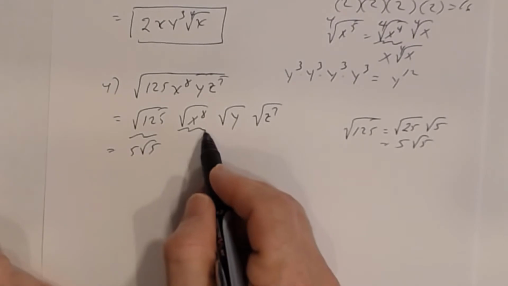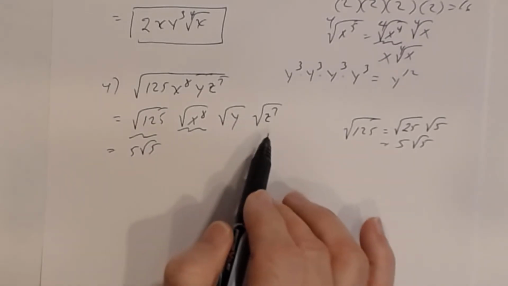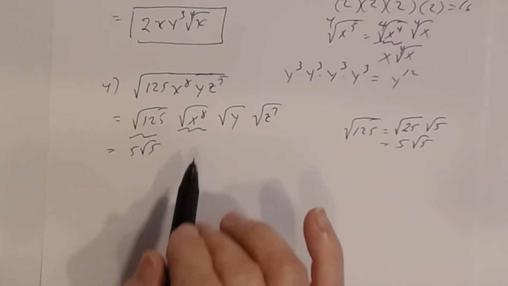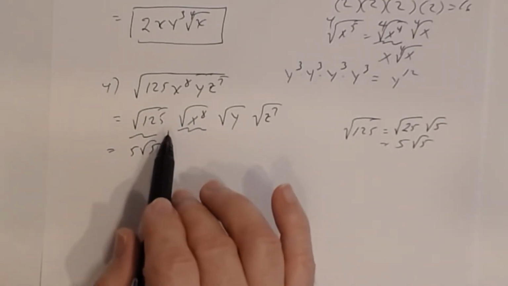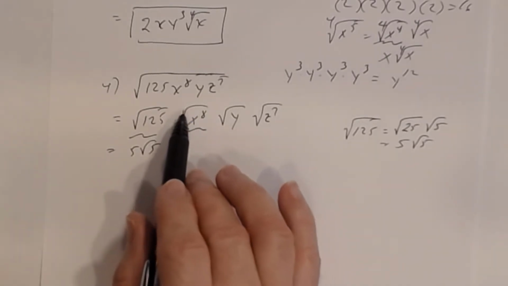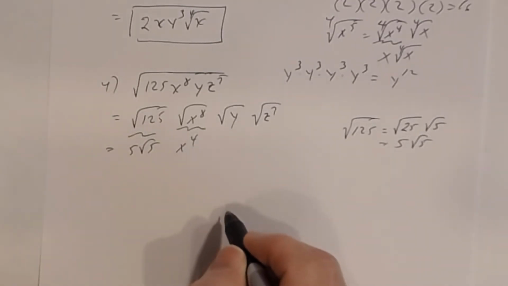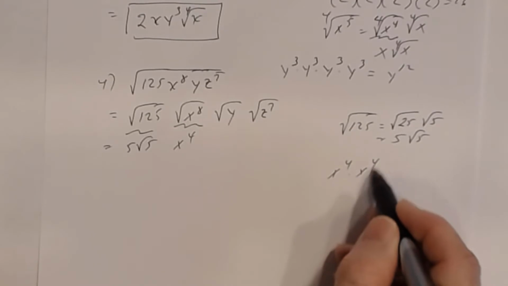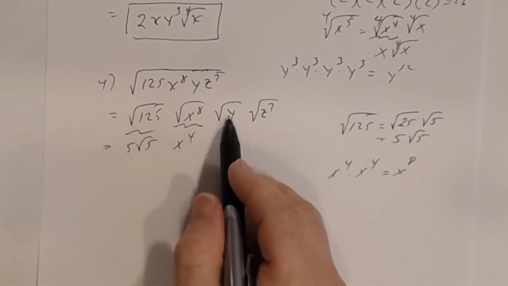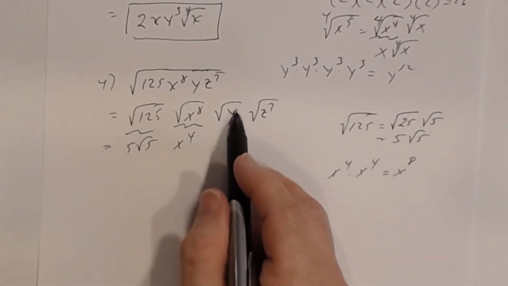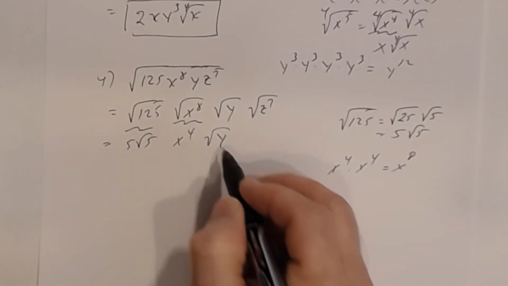Now let's look at this one. Can I simplify the square root of x to the 8th? The reason why I'm writing it like this is so I can ask myself, can I simplify each of these? The answer is yes, because 8 is greater than or equal to 2. The index is 2. But this is a nice one because 8 is divisible by 2. 8 divided by 2 is 4, so that's x to the 4th. X to the 4th times x to the 4th, when you multiply like bases, you add the exponents, that's x to the 8th. Can I simplify the square root of y? The answer is no, because the exponent is 1, and 1 is less than the index. So I'm just going to have to rewrite this over.